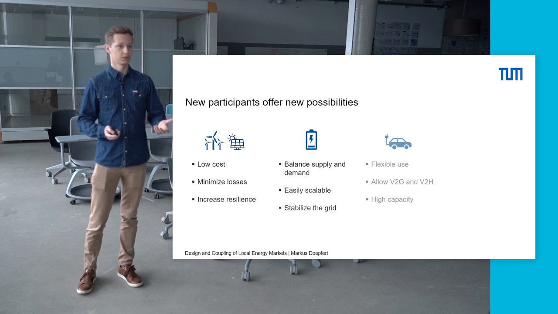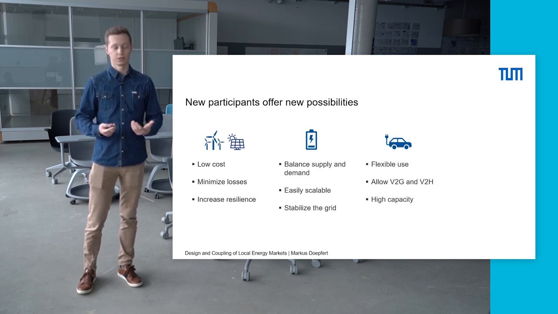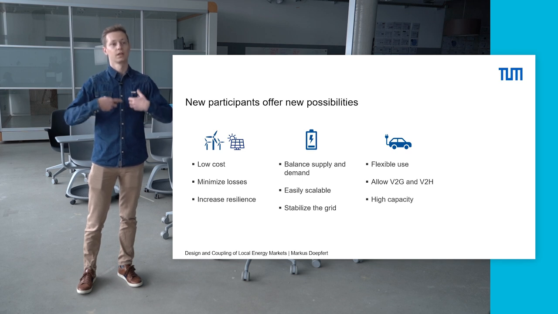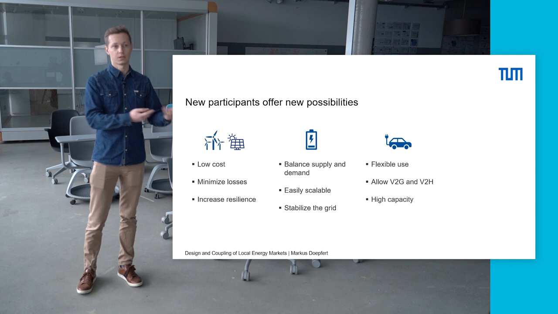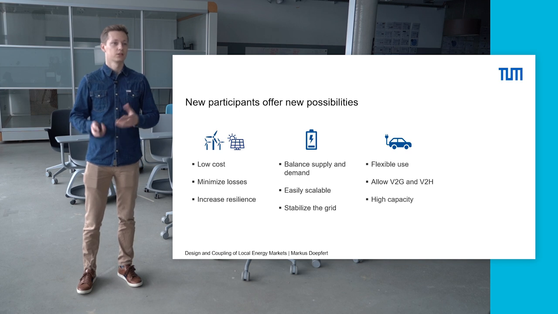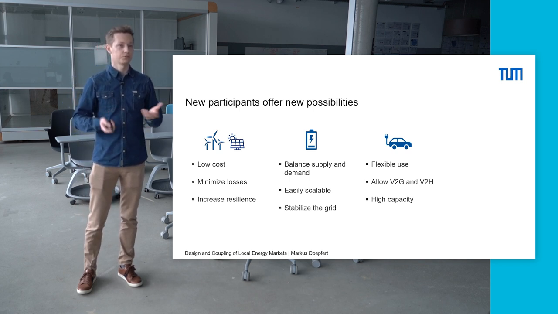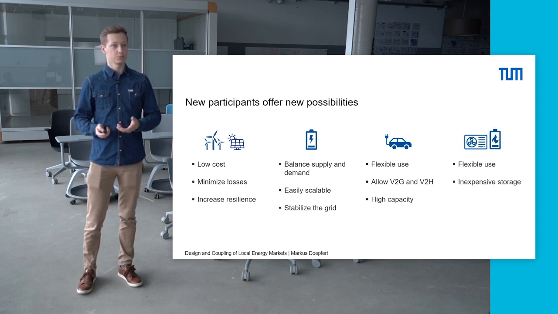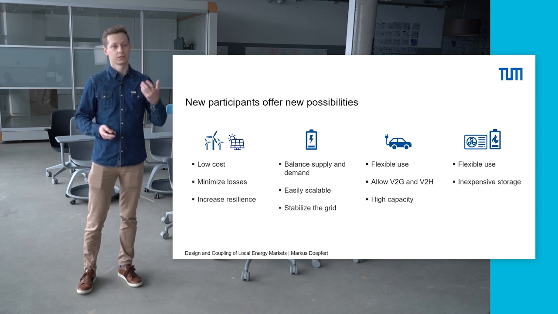Furthermore, we have the electric vehicles, which can be flexibly used, adjusting the time when they charge, as well as providing vehicle to grid and vehicle to home. So instead of only charging, they can also feed back into the grid or actually power somebody's home. Furthermore, they have a very high capacity. While electric vehicles usually have a capacity of 50 to 100 kilowatt hours, a normal home battery only has 5 to 10, so we're talking about a factor of 10 here. And lastly, we also have heat pumps, which can also be flexibly used, and they have a storage system that is simply very inexpensive, since to store heat, usually water is deployed. So all of these new possibilities can actually be incorporated in a somewhat new market design. And this is where the local energy markets step in.